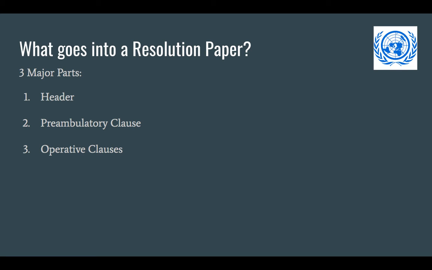So what goes into a resolution paper? There are three major parts. You have the header, the preambulatory clause, and the operative clauses. So another section of our interactive part of the video, if you could, just take a moment to say what you think a header is, what a preambulatory clause is, and what an operative clause is. So I'll give you a couple seconds to do that. And if you need more time, feel free to pause the video.